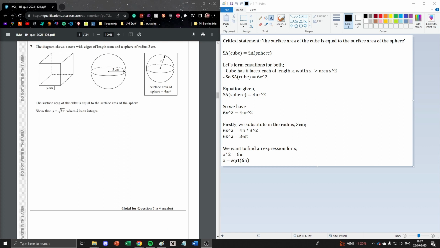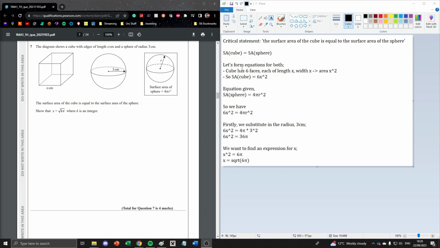We're told the surface area of the cube is equal to the surface area of the sphere. And we're trying to show that x is equal to the square root of k pi, where k is an integer, so a whole number. So, as I said, the most important statement here is that the surface area of the cube is equal to the surface area of the sphere. So we can write SA cube is equal to SA sphere.